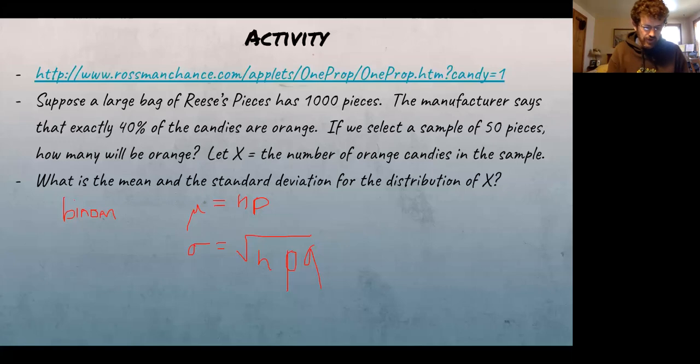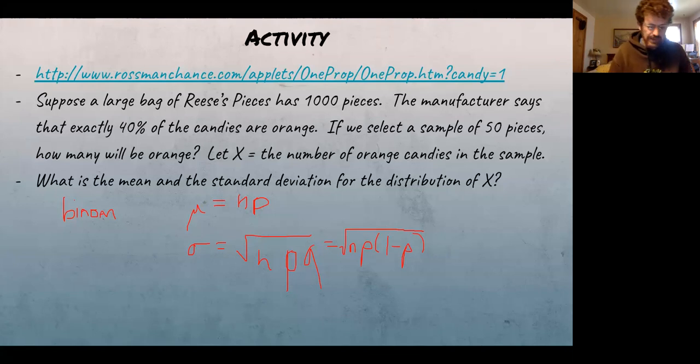So we got our mean is n times p, the standard deviation is the square root of n times p times q. Of course, another way to write that is n times p times 1 minus p. That's what q is. It's the probability of failure. So we can just plug these numbers in.